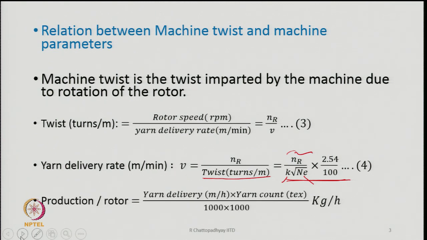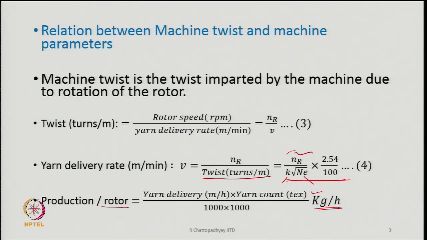So, therefore, production by a single rotor will be based on the yarn delivery rate, which could be in meters per hour. If they want the production on a per hour basis, then the delivery has to be calculated: how much yarn is delivered per hour. That is multiplied by the yarn count, if it is given in tex, which will give you the weight of the yarn.